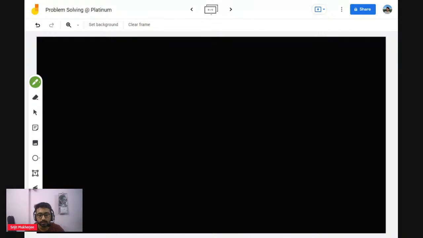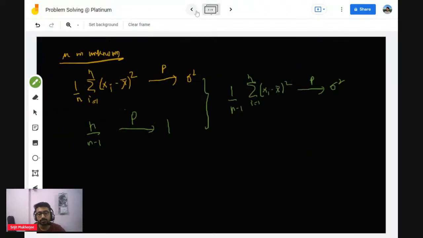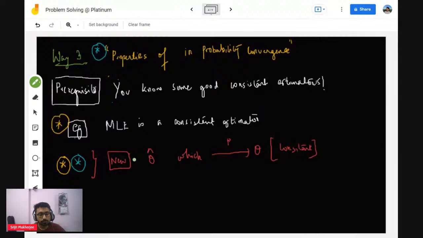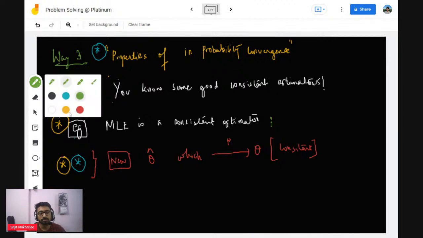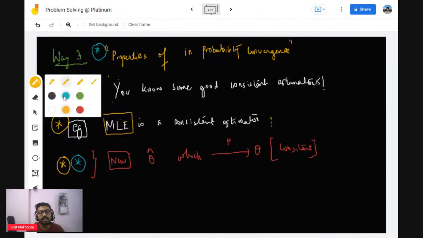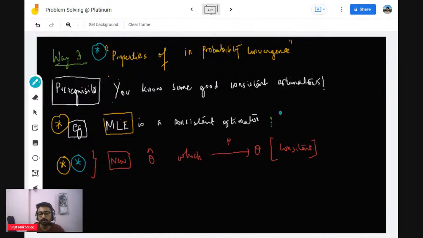Let's see what else is there. Is there something else you know? I have already missed something. Something I missed is that MLE is a consistent estimator. Also there is another consistent estimator. It's a very good estimator. Apart from MLE, there's a good theorem which tells you about a consistent estimator. Can you tell me which is that?